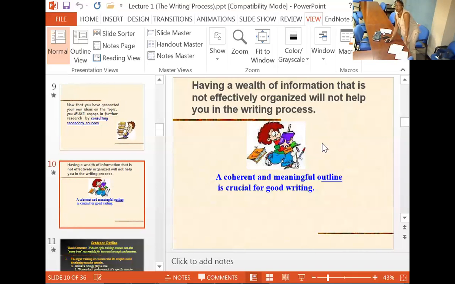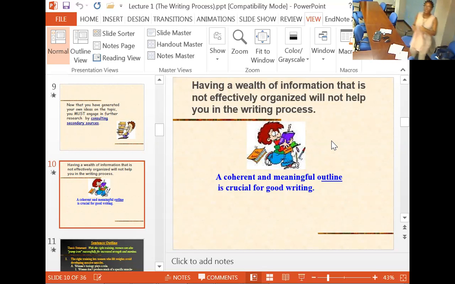All right. So it says here, having a wealth of information that is not effectively organized will not help you in the writing process. We have all that information from before. Let's say we had brainstormed and mapped all that information on the web. How do we move it from the web into something readable, prose that is reader-based? This is where an outline comes into play.